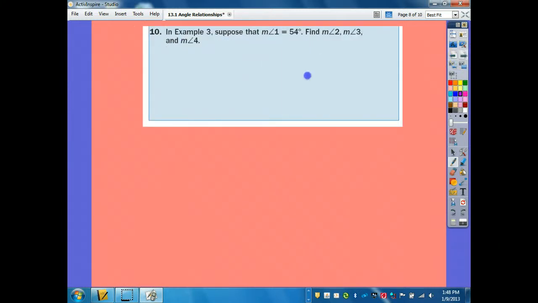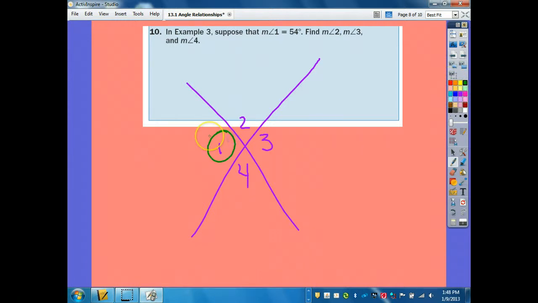All right, now we get to draw this again. And we can just number them anything we want: 1, 2, 3, 4. That even might have been the same way they had it in the first example. But which one do we know this time? Angle 1 is 54 degrees. Excellent. So what is its vertical angle? What is number 1's matching vertical angle?